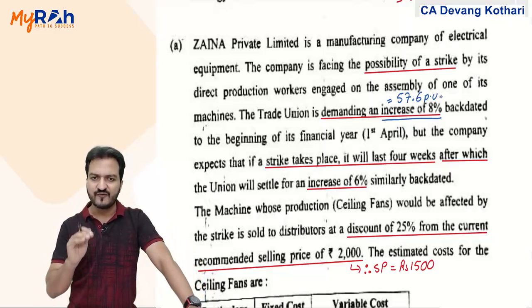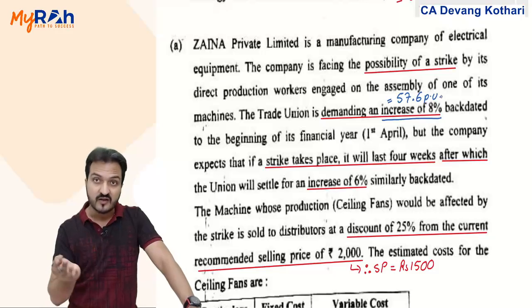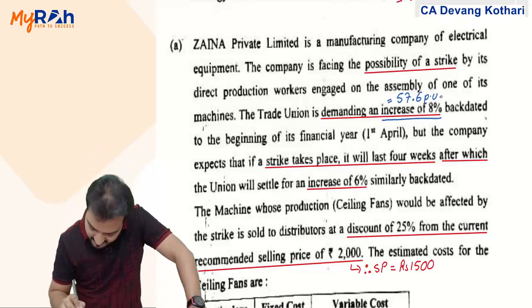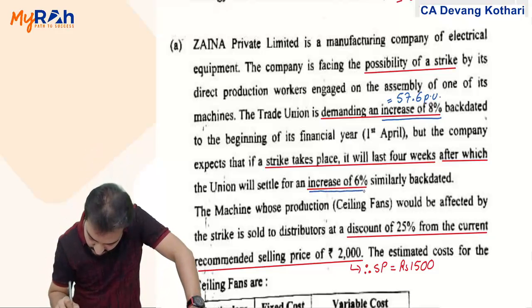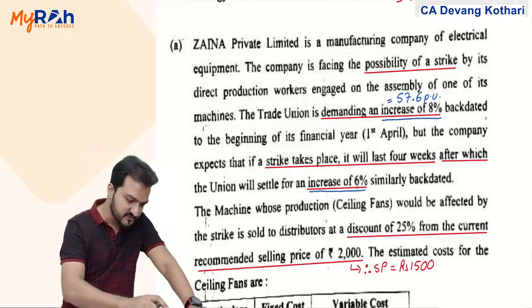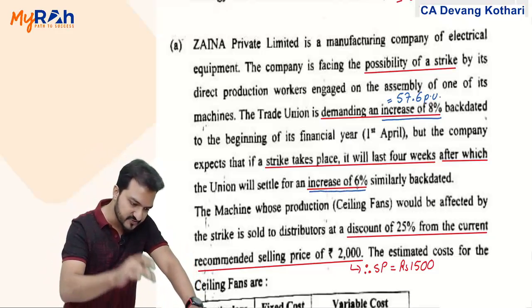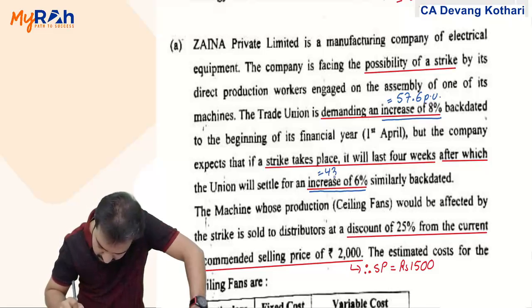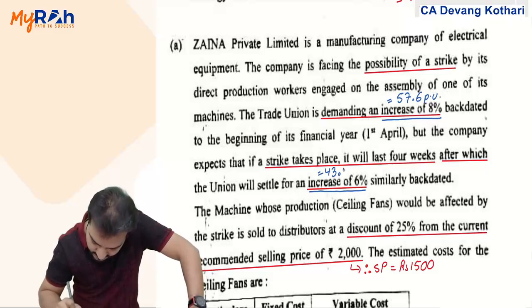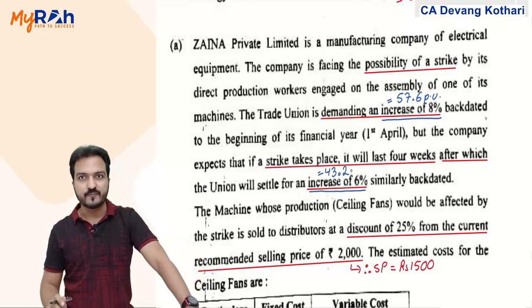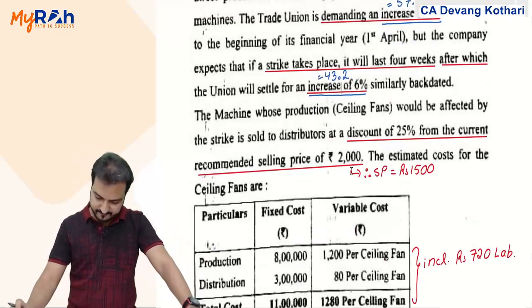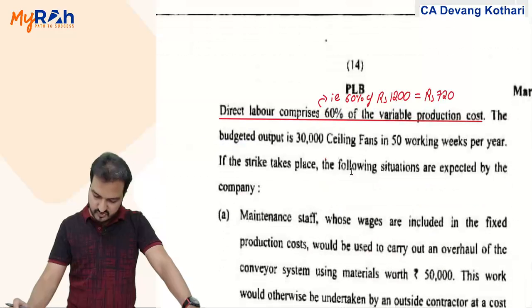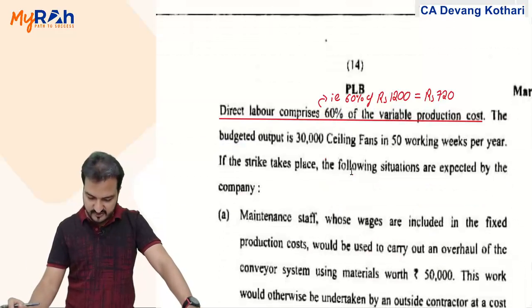But if I allow them to go on a strike, then after 4 weeks of strike, I will have to pay increase of only 6%. That is 720 into 6%, that is 43.2 extra labor I will have to pay. So that is why you were given the labor cost here, 720.